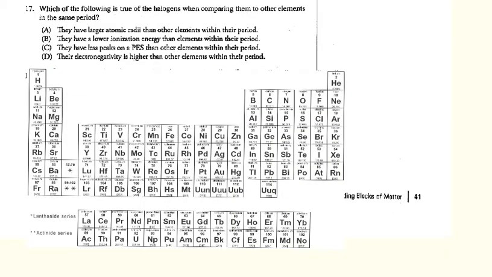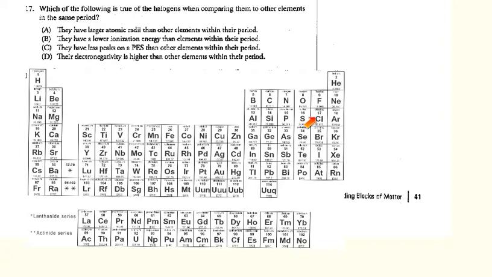Number 17, which of the following is true of the halogens when comparing them to other elements in the same period? So let's start with atomic radii, because this first one is looking at atomic radii. And remember, it's important to remember that a period is not a column. These are the halogens over here, but we are not comparing them in a column. A period is a row. So let's just pick chlorine. Chlorine is the halogen, and this is its row. So how does it compare with atomic radius?